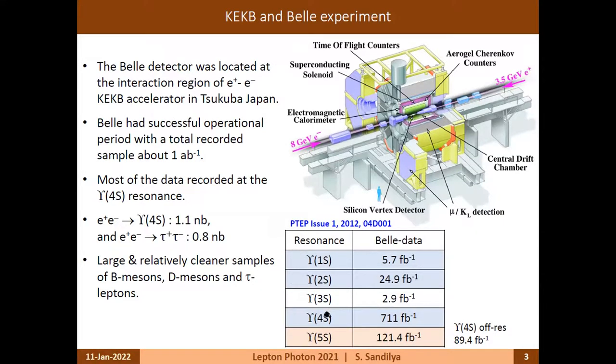That is used in the analysis. So basically, at e+ e- collisions at the Upsilon(4S), a similar cross section of tau+ tau- is also there, and also c c-bar events. So it not only produces a large sample of B mesons, but also D mesons and tau leptons.